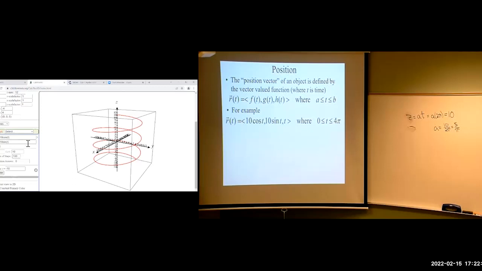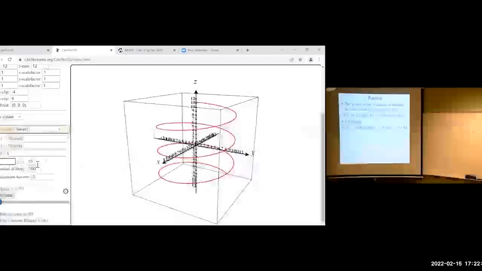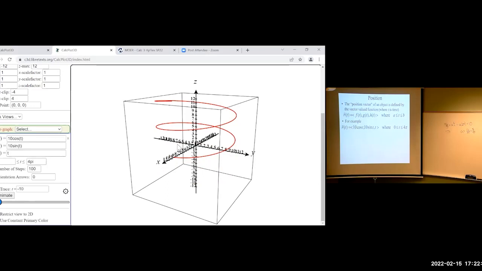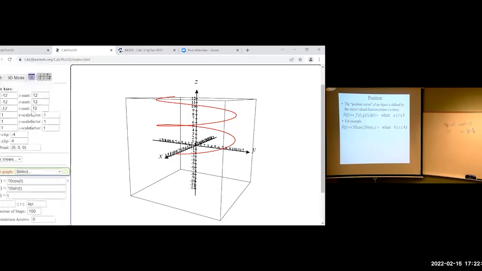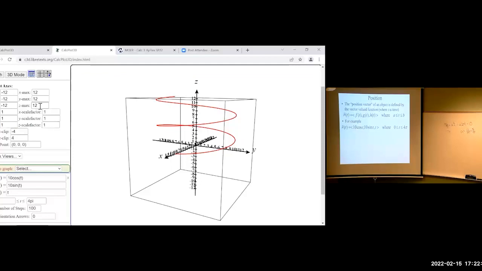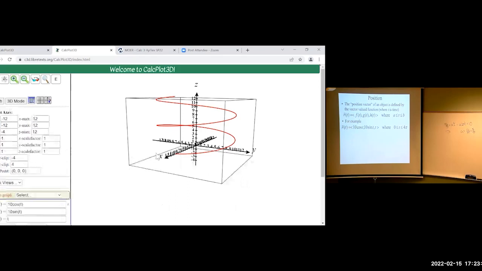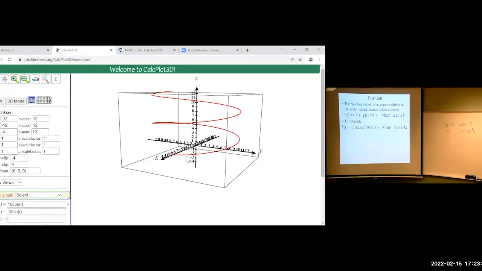Let's see, we're doing 0 to 4 pi, so let's match that up. We know that it makes a helix, right? So 0 to 4 pi. It's got a height of just a little bit over 12. It's got a radius of 10, so you don't need that far negative on the z. So let's get some of that off. Okay, so there's our helix, right? This is exactly what we just looked at last time. What we're going to do is look at some of the properties that are pretty cool.